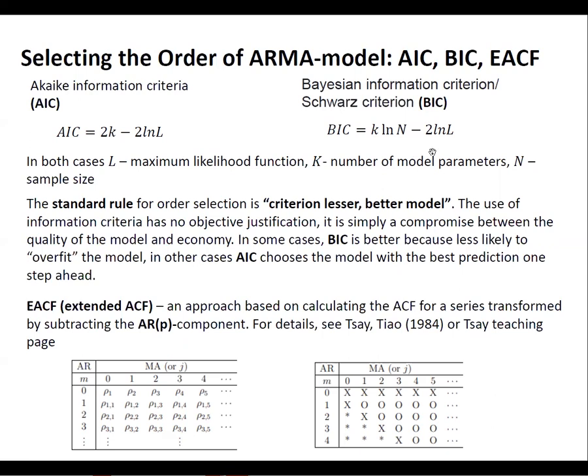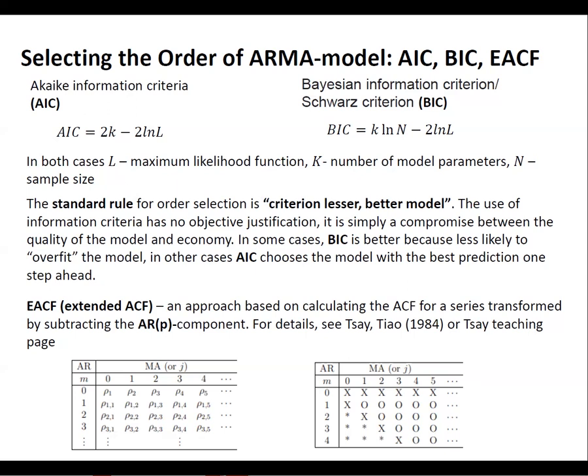The standard rule for using these criteria is that the smaller the criterion, the better the model. Both criteria usually give negative values, so the smaller these negative values, i.e. the farther they are from 0, the better for the model. There are no objective grounds for using these information criteria. In fact, the use of these criteria is the so-called penalty function in mathematics. That is, it is some kind of compromise between the quality of the model and the savings.